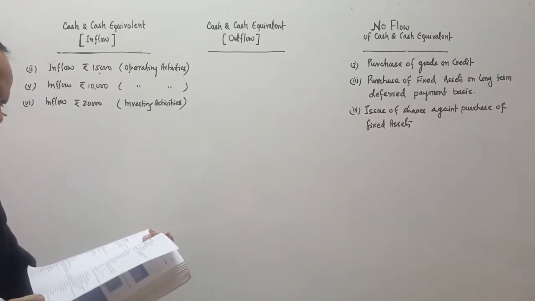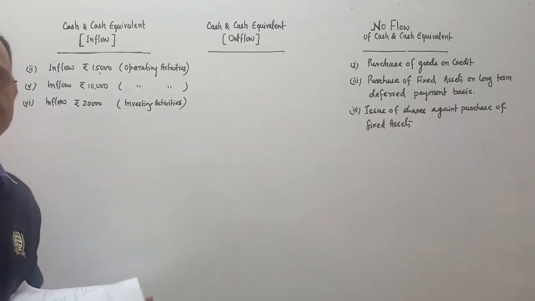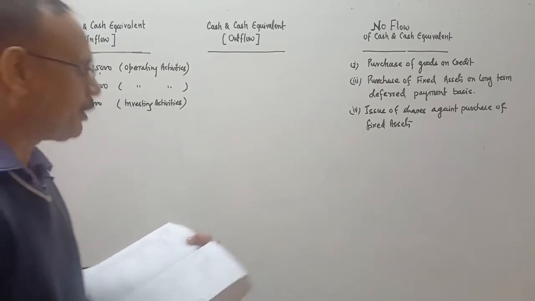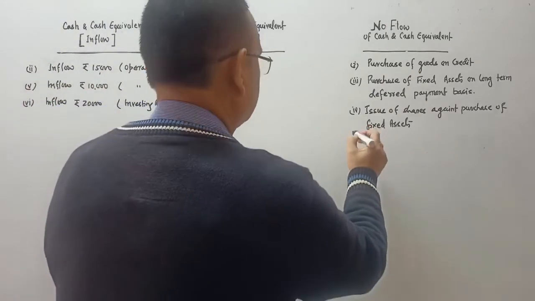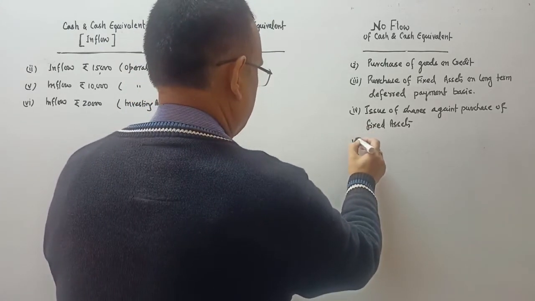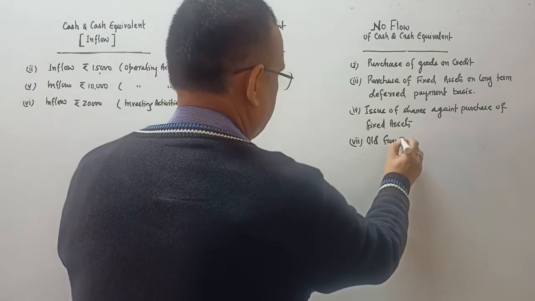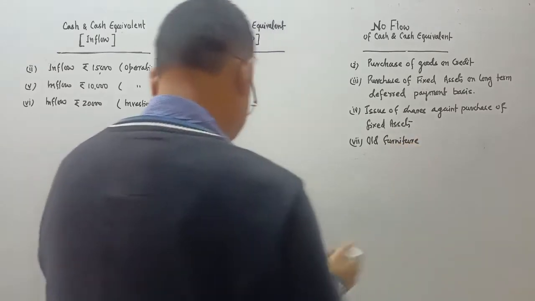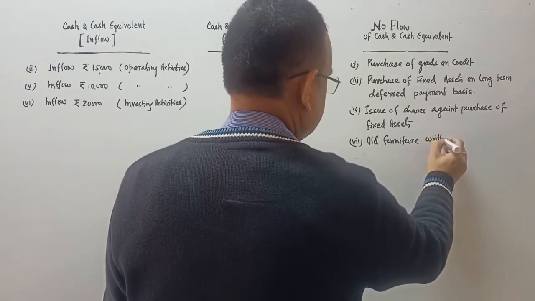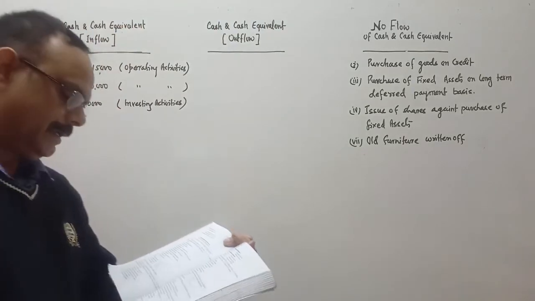Next is old furniture 10,000 written off. So there is no flow of cash because it is written off. This is point number 7. Old furniture written off. It means there is no flow of cash.